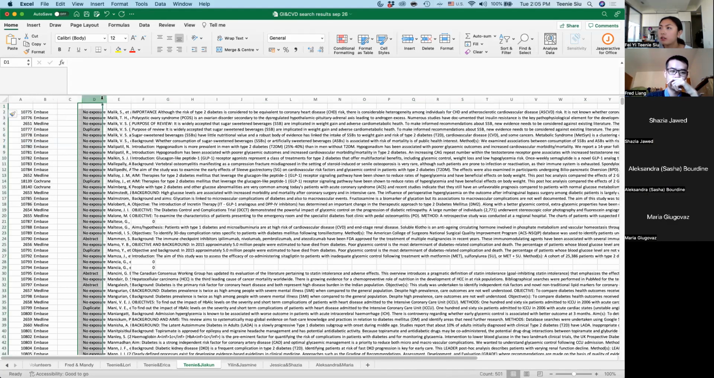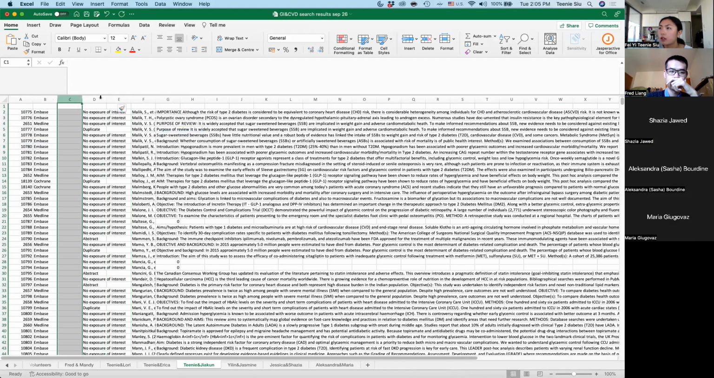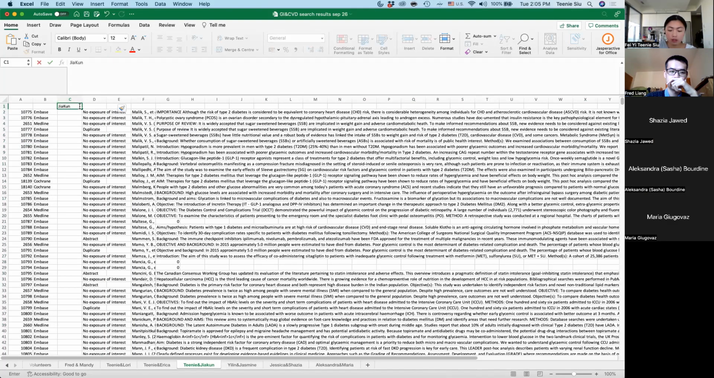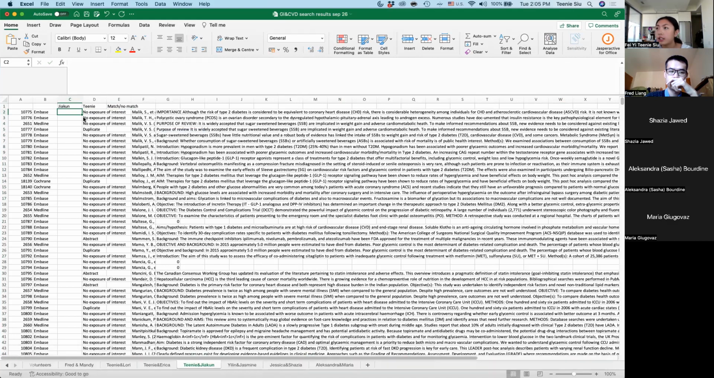So I'm gonna make two extra columns. So this is mine, and then I'm gonna say match, no match. This is just something that I found was easier to do, to check for if we have any differences.